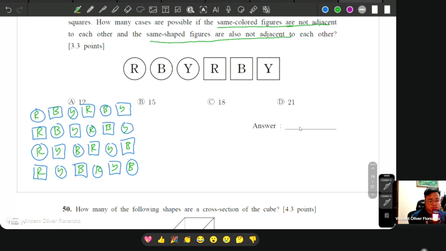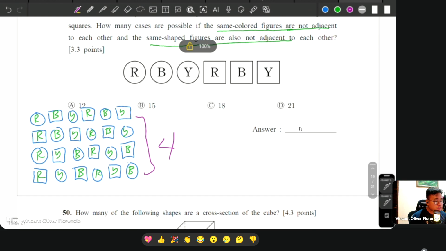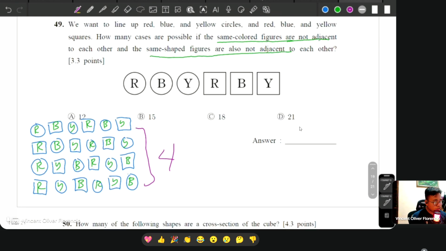So if we always start with red here, how many possible ways are there? 4 ways. And you can do that actually for 3 colors. You can also start with yellow and blue. Again, R, B, Y, right? There are 3 ways. So for the red, you can have 4. Also the same thing with the others. You can have 4 arrangements. That's why in total, that's going to be 12.